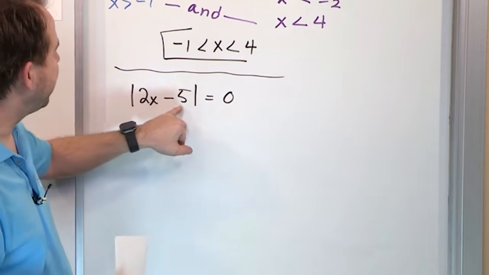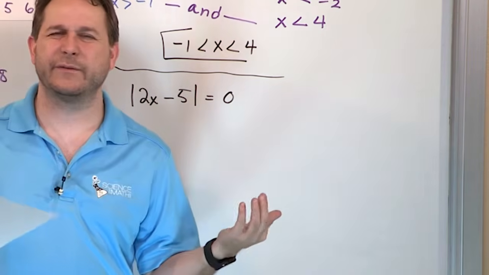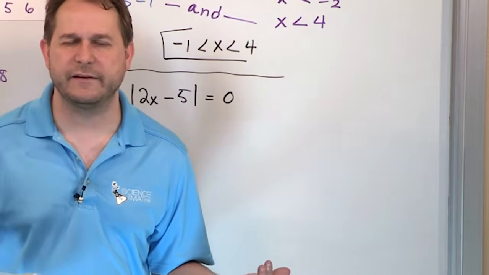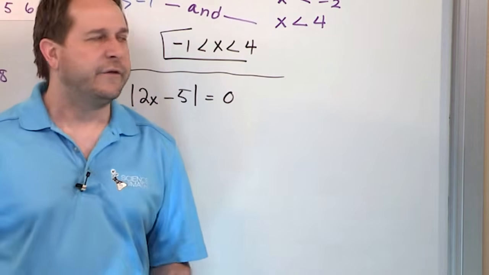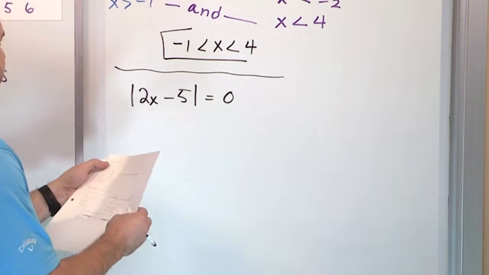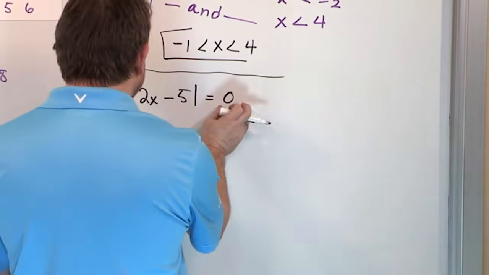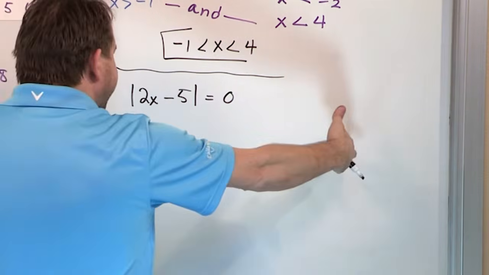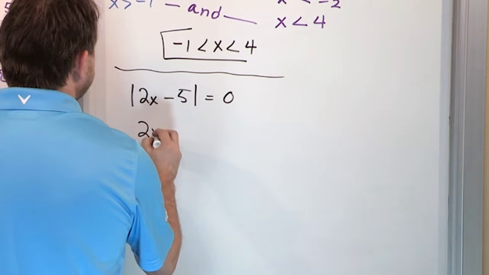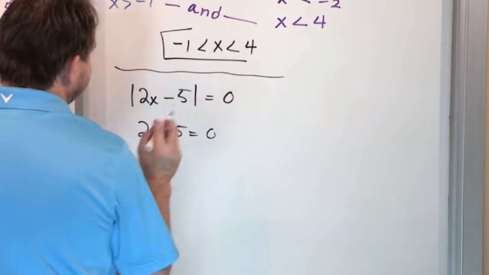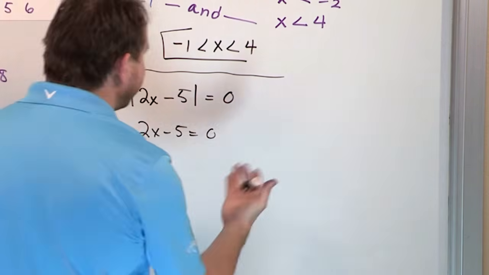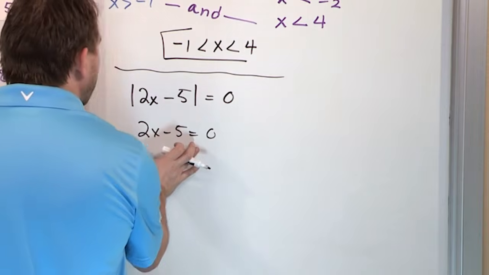Now we have an absolute value equal to 0. Well, there really is no such thing as negative 0 and positive 0. 0 is right in the middle. So really, there's only one equation here. When you have an absolute value equal to 0, there's not two different things to pull out of it. Basically, there's only one. 2x minus 5 can be equal to 0. You can't have a negative 0 and a positive 0. There's just one 0. So there's only one equation.